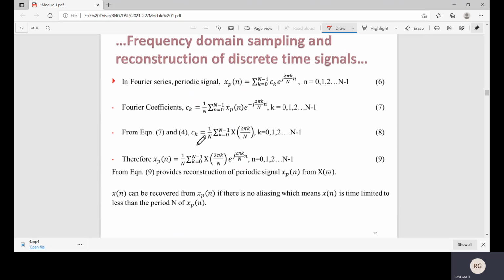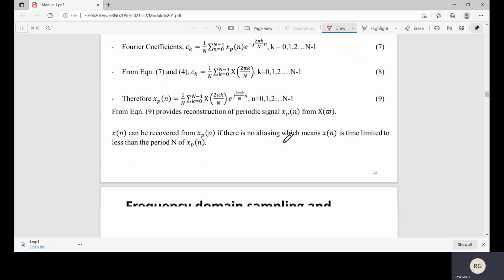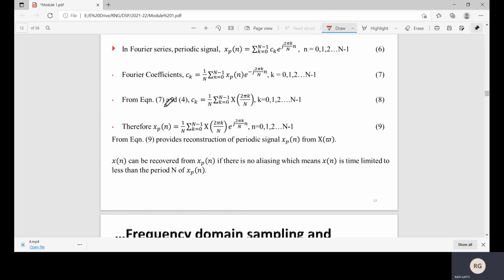So therefore, we can represent ck as 1 by capital N, where N is the fundamental period, times X of 2 pi k by N, where k is holding the value 0 to N minus 1. So we can reconstruct the periodic signal xp of n by using this expression, that is 1 by N summation k equal to 0 to N minus 1 X of 2 pi k divided by N into e power j 2 pi k n by N.